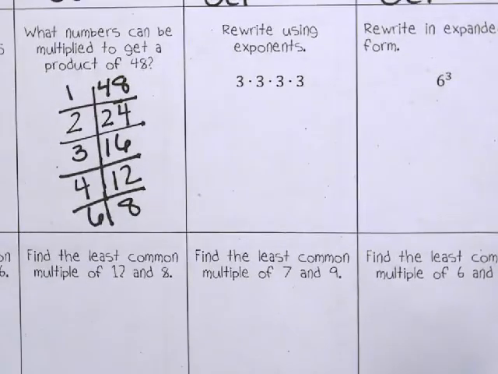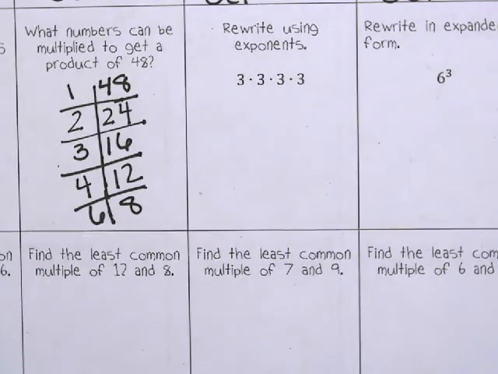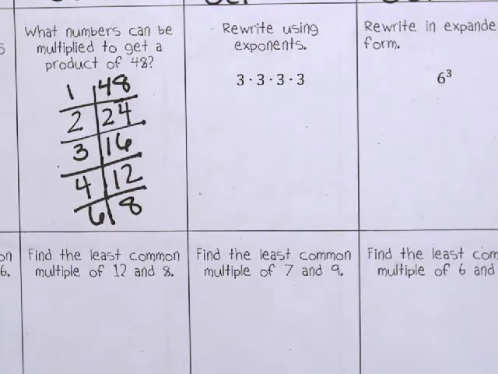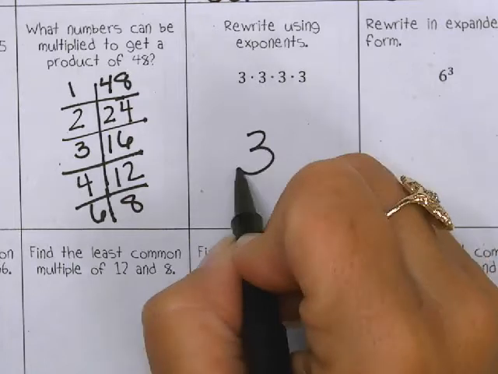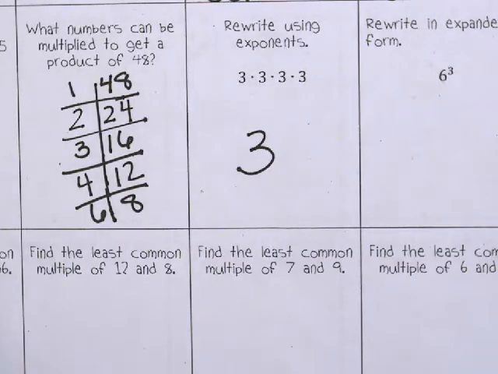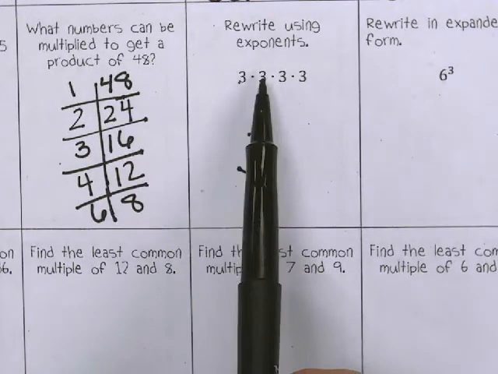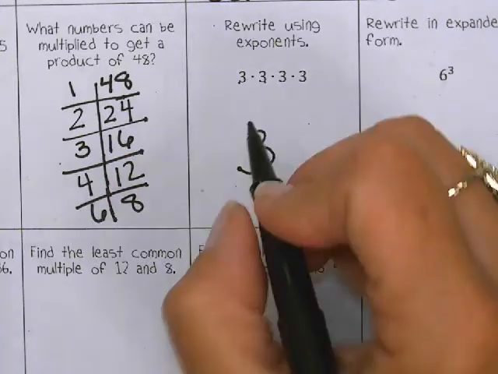Next question says rewrite using exponents. Remember we did this on Monday's work. When we need to write something with exponents, we first look at finding what our base number is. Our base number is the number that's being multiplied. So our base number here is 3, so I'm going to write a 3. Then we look at how many times that 3 is being multiplied, and that's our exponent. If I count those, 1, 2, 3, 4, my 4 goes here.